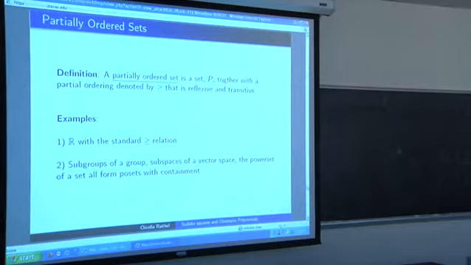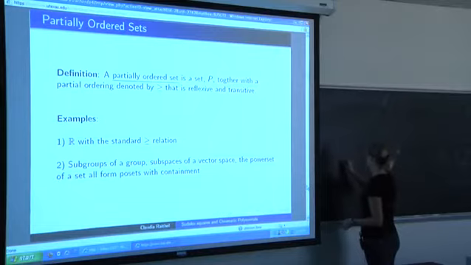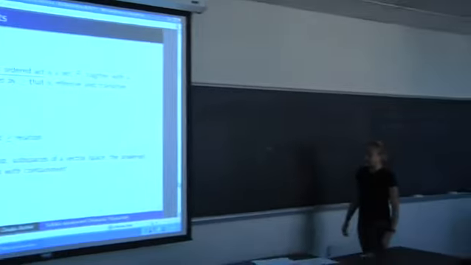So we're going to prove some theorems that I think are cool, using the notion of a partially ordered set. A partially ordered set is just a set P with a binary relation, called greater than or equal to, which is reflexive and transitive.